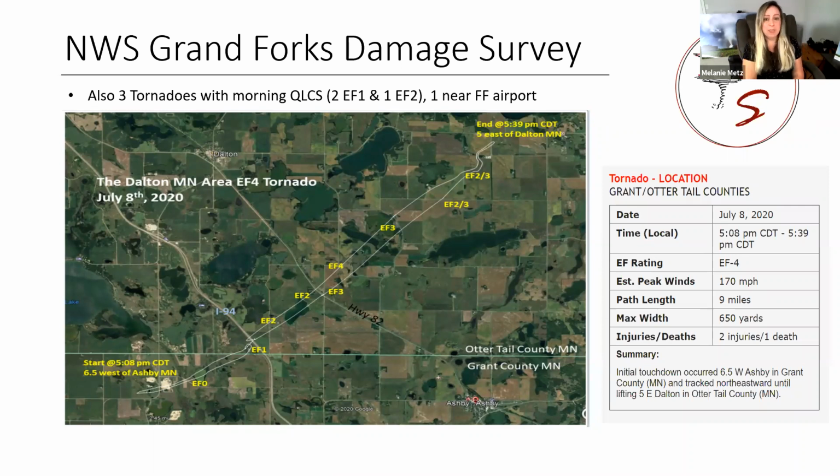The system that came through earlier was a QLCS, or quasi-linear convective system. And it actually ended up producing 3 tornadoes in that area. 2 of them were EF1s and 1 EF2, which was surprising because that's somewhat strong. And one was actually quite close to the Fergus Falls airport. And we don't hear much about those tornadoes from earlier in the day because this one that happened later was a lot more significant. And that's what everyone ended up talking about.